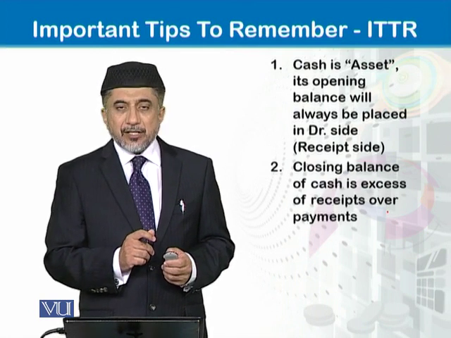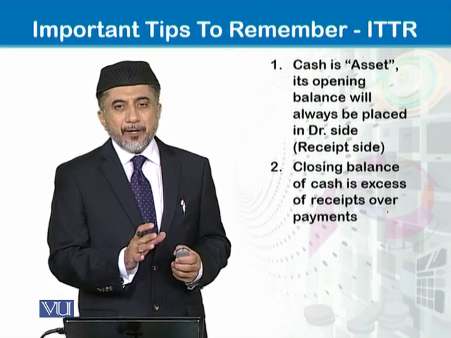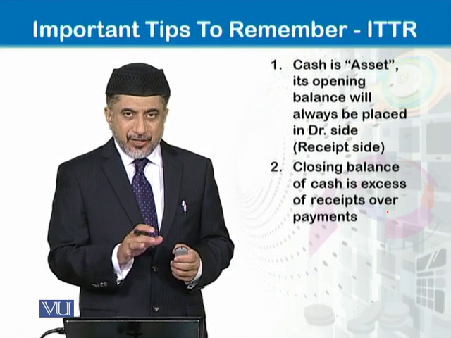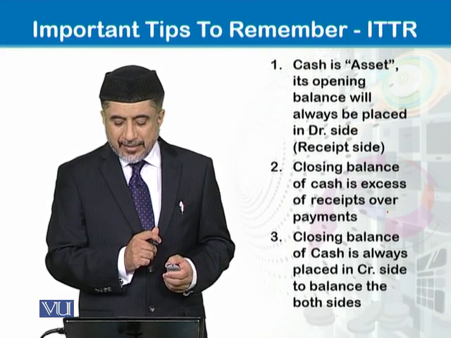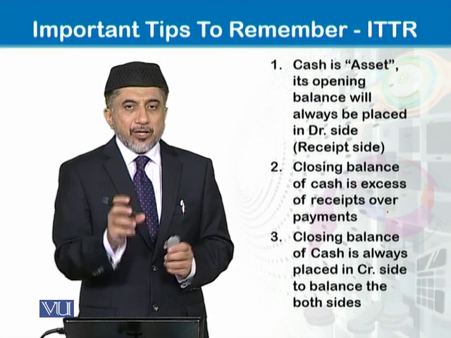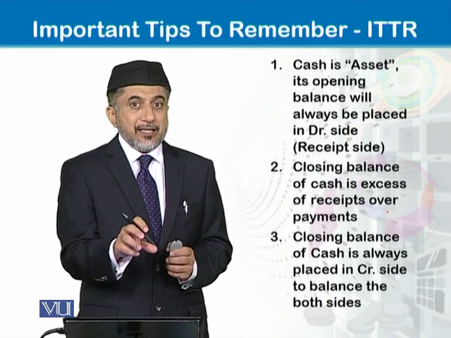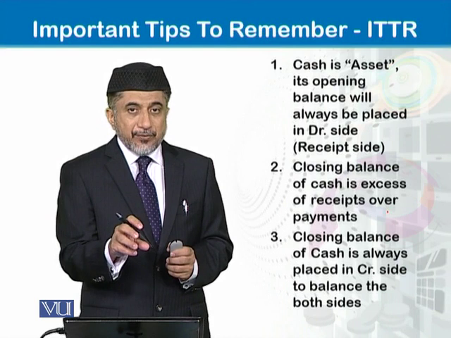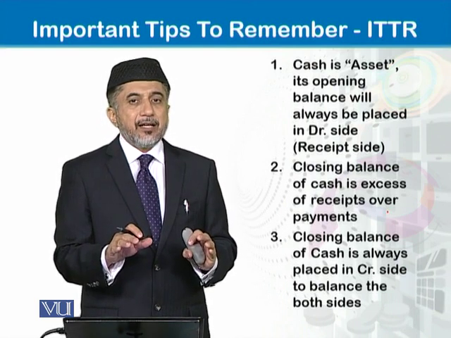Then closing balance of cash is excess of receipts over payments. This is what we practiced also. And closing balance of cash is always placed in the credit side to balance both sides. When we put the closing balance in the credit side, or payment side, credit side is the payment side, both sides, the receipt side and payment side, will be equal.